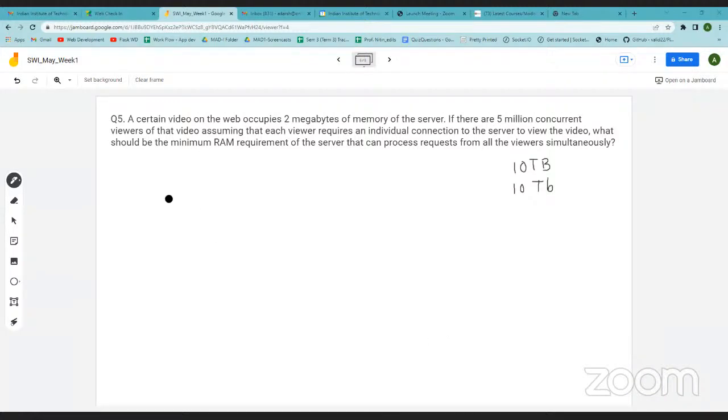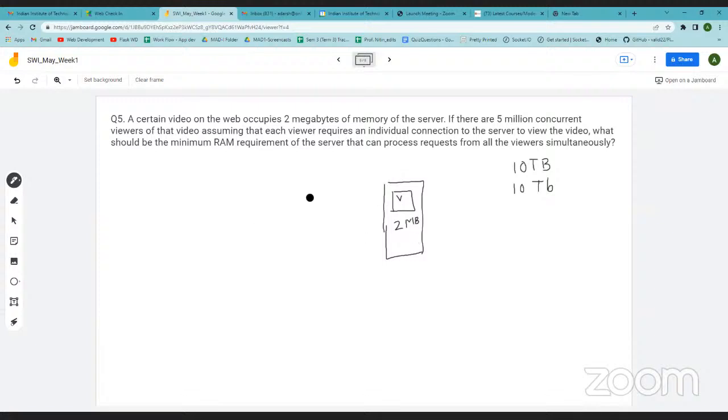Let's try to solve this. A certain video on the web occupies 2 megabytes of memory of the server, right? So there is a server, and it has a memory, and there is a video stored in the memory which takes a size of 2 megabytes, capital B. Now it says if there are 5 million concurrent viewers of that video, assuming that each viewer requires an individual connection to the server to view the video.